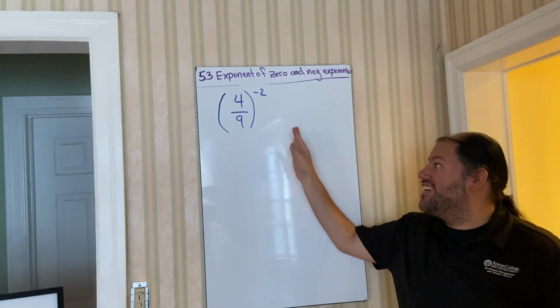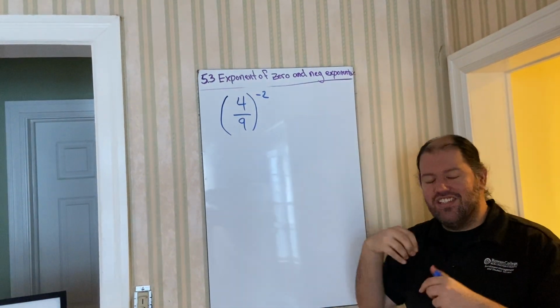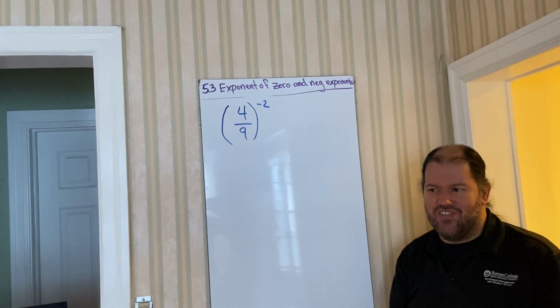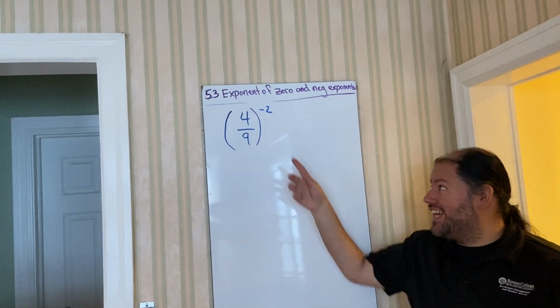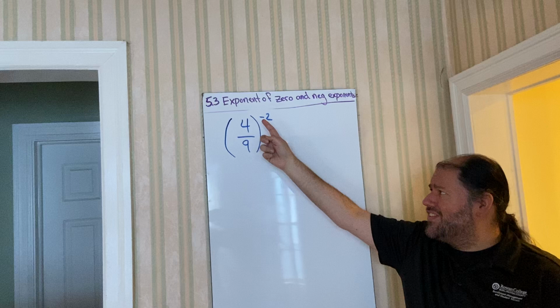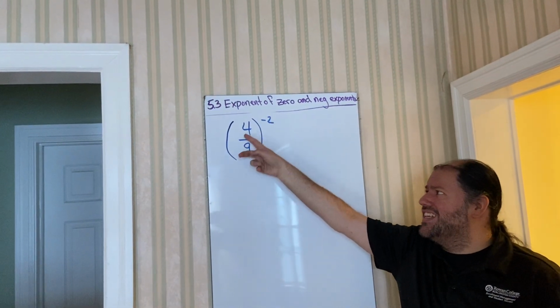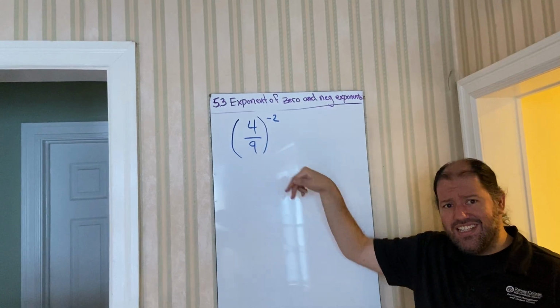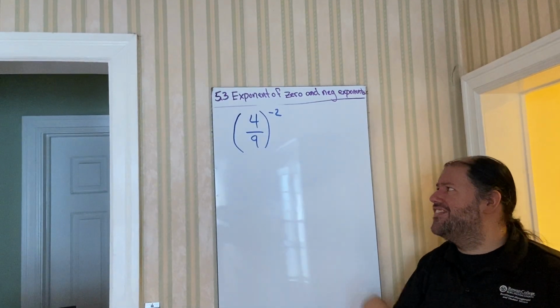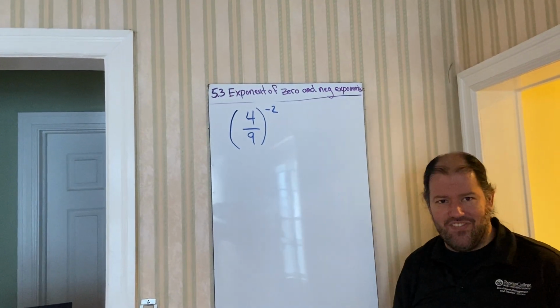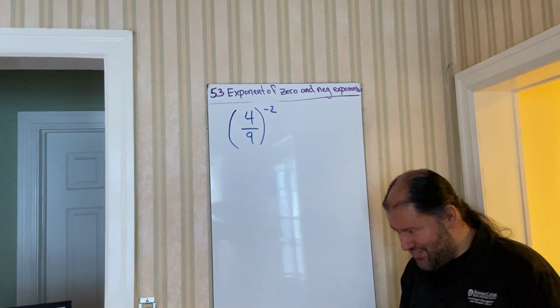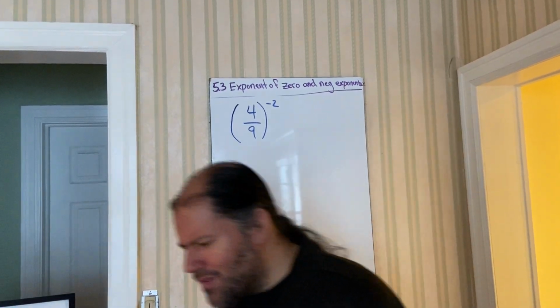So here we have a problem that's a little bit like a combination of rules. And the reason why is this kind of looks like the power rule. Remember how we talked about the power rule where we have an outside exponent and then we have a fraction inside? But we also have a negative exponent.